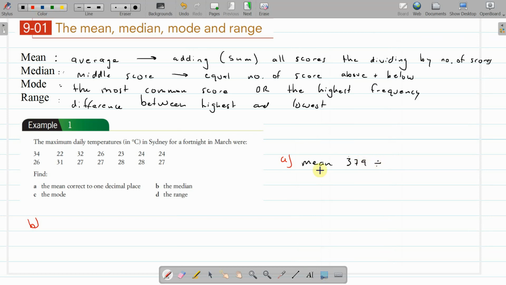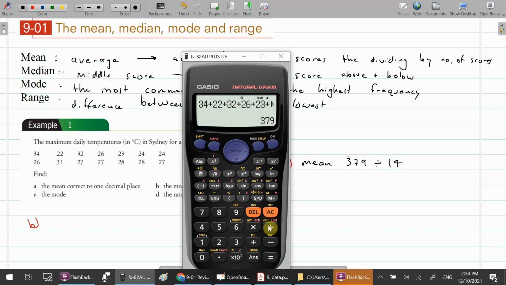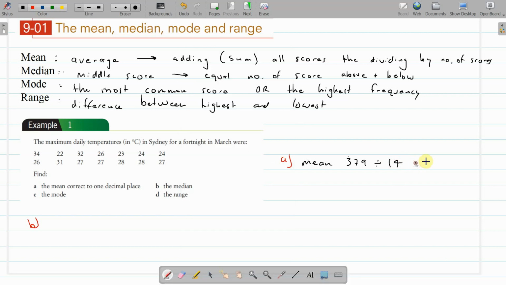And we have to divide it by how many scores there are. Since it's a fortnight, there's 14 scores. And so 27.1 is the mean.